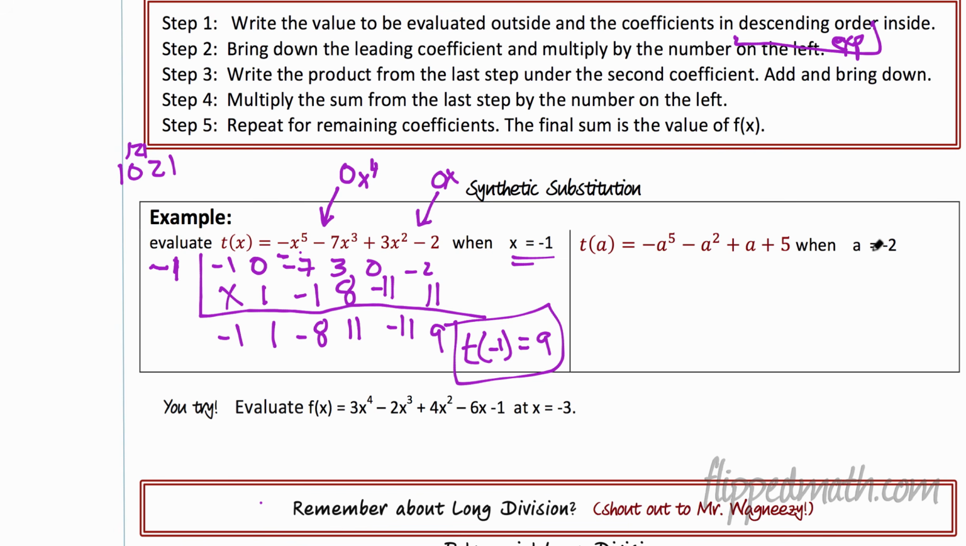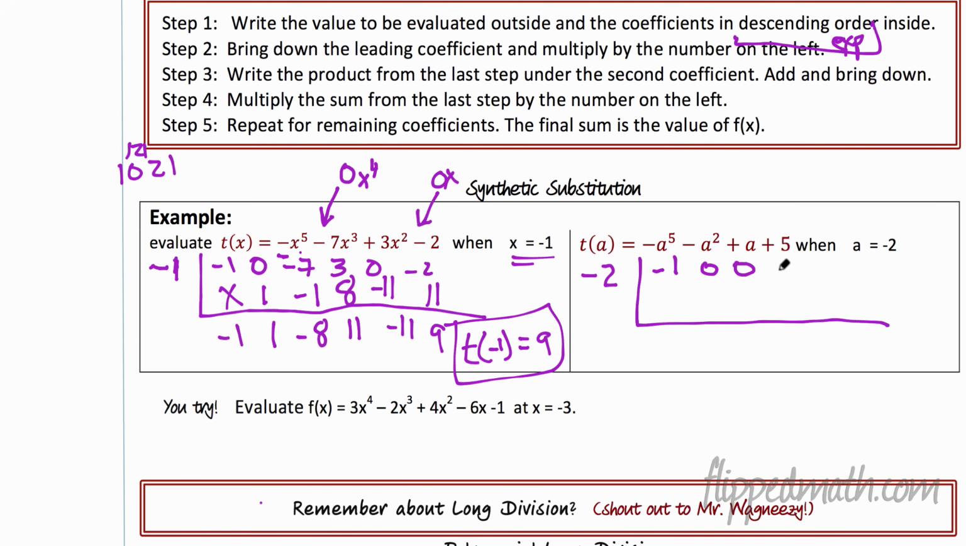Okay, so a being equal to -2, we put that out front. And then we make this upside down little division thingy here. We're going to put the coefficients. Now, there's a couple zeros right here. Remember, we're putting the coefficients. There's no fourth or third term, so that's 2 zeros.